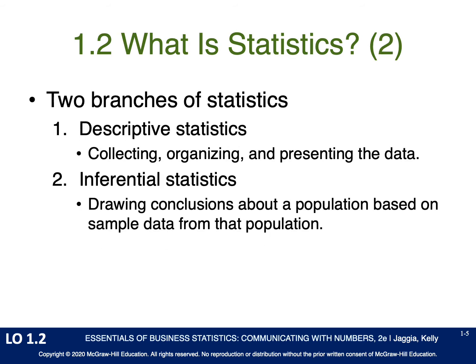There are two branches: descriptive statistics and inferential statistics. Descriptive statistics, goodness, that's a mouthful, is collecting, organizing, and presenting the data, not really drawing a lot of conclusions. We're just collecting and organizing this raw data. Inferential statistics, which we will get into in later chapters, is drawing conclusions about the population at large based on what the sample tells us. We'll talk about those again more in later chapters.